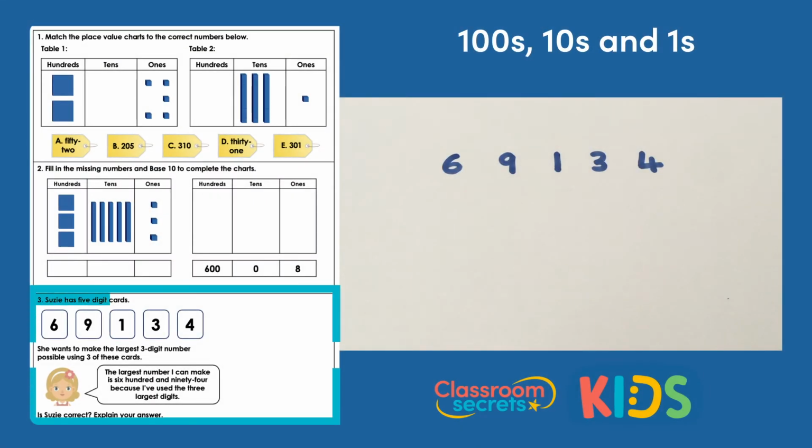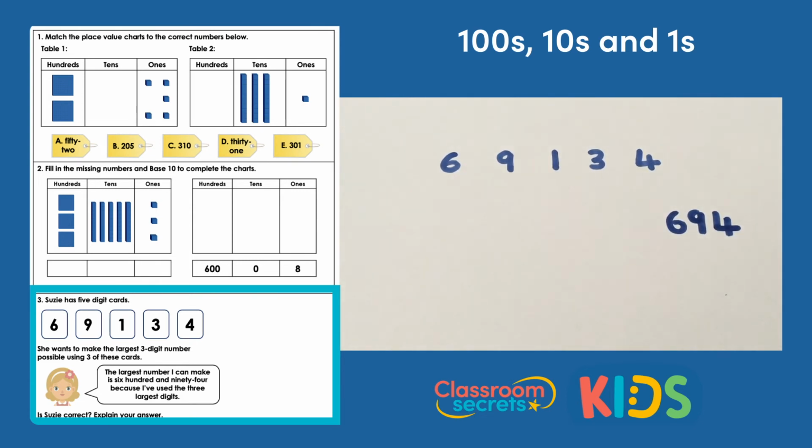For question 3 then, it asks, Susie has 5-digit cards. There they are, 6, 9, 1, 3 and 4. She wants to make the largest 3-digit number possible using 3 of the cards. So there are 5 cards there, but we can only use 3 of them. And Susie says, the largest number I can make is 694. So I'm just going to make a note down here. That's what she thinks is the largest number she can make, 694, because she's used the 3 largest digits. Is Susie correct? And we need to explain our answer.